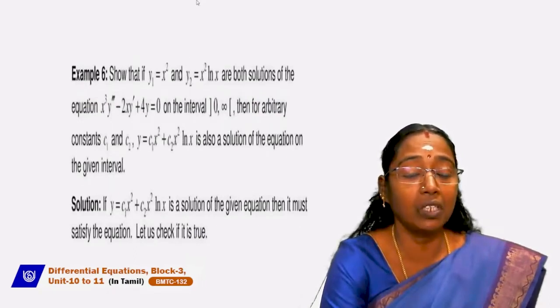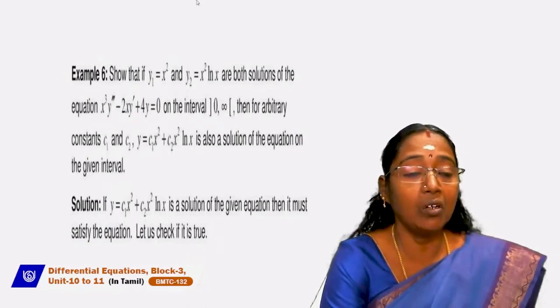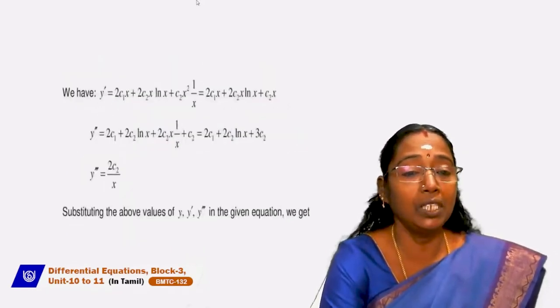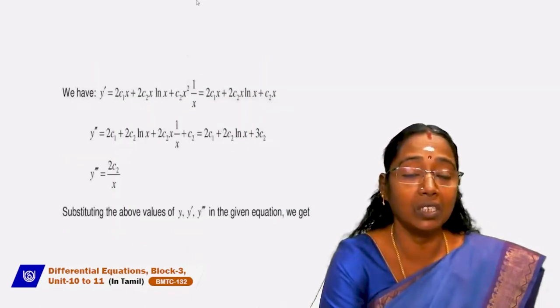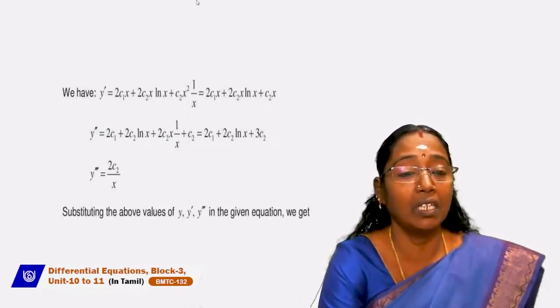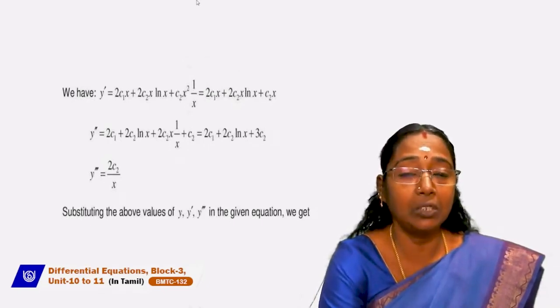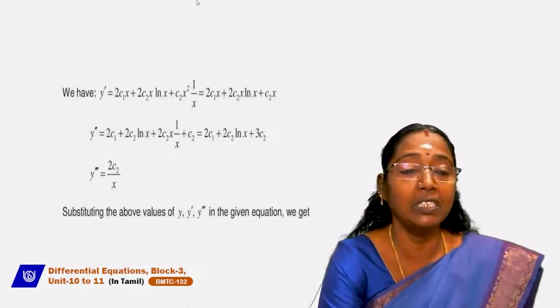We have to differentiate x squared log x in the UV form. That is 2x log x plus x squared into 1 by x. That is the differential of x squared log x. Therefore, this is 2c2x log x plus c2 x squared times 1 by x. So, after simplifying, this is equal to 2c1x plus 2c2x log x plus c2x. And then y double dash, you have to differentiate again. That is 2c1 plus 2c2 log x plus 2c2x into 1 by x, and then the last term is plus c2. That is equal to 2c1 plus 2c2 log x plus 3c2.